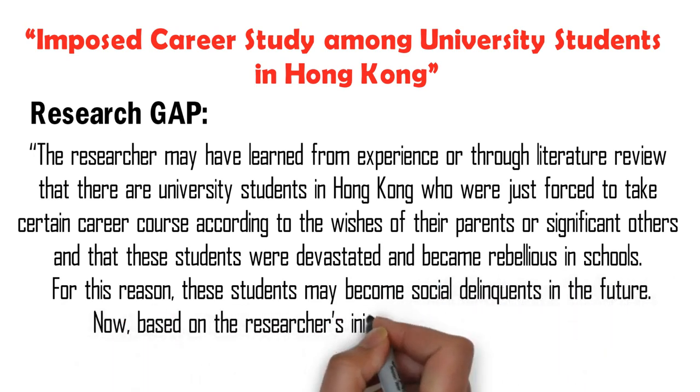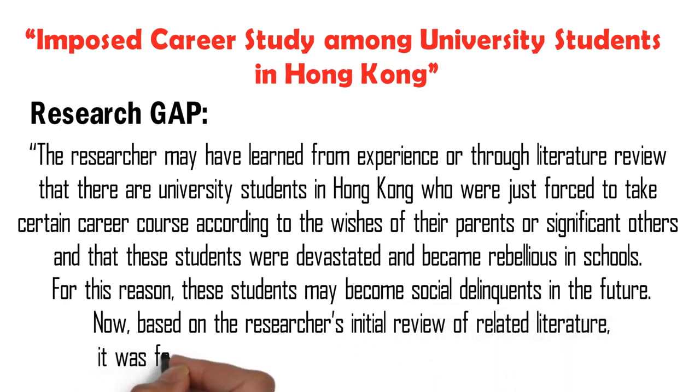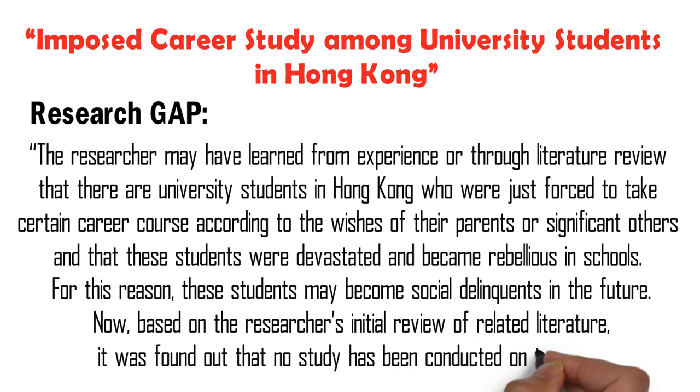Now, based on the researcher's initial review of related literature, it was found out that no study has been conducted on this topic. And so, as we can see, the problem is that there are university students in Hong Kong who are just forced to take a certain career course according to the wishes of their parents or significant others. And as a result of being just forced to take a certain career course, these students have become devastated and rebellious, which in turn will make them social delinquents in the future. Also, there has been no study conducted on this topic in Hong Kong.